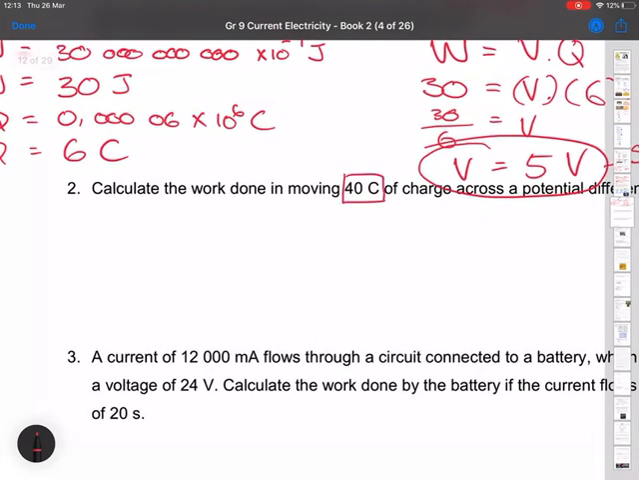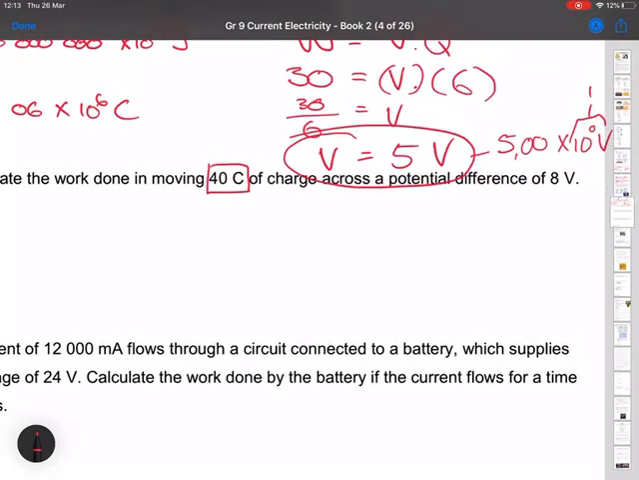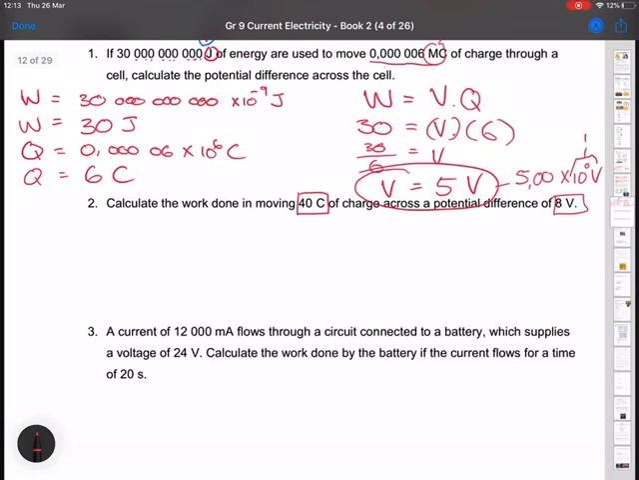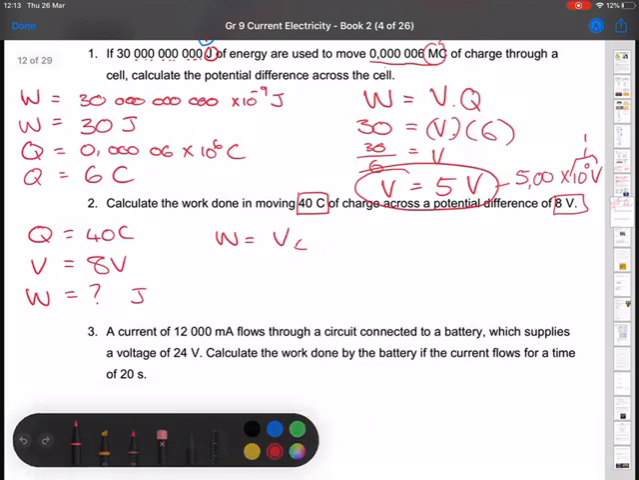So for question 2, that part wasn't too bad. It says calculate the work done in moving a 40 coulomb charge across a potential difference of 8 volts. So this one should have been quite easy because there wasn't a lot of converting to do. Our charge was 40 coulombs and potential difference was 8 volts. They wanted us to calculate the work done. And remember, work done is measured in joules. So W is equal to V times Q, or just VQ.